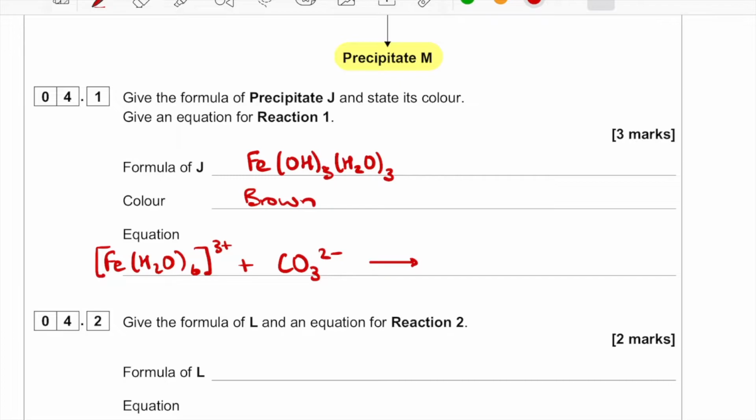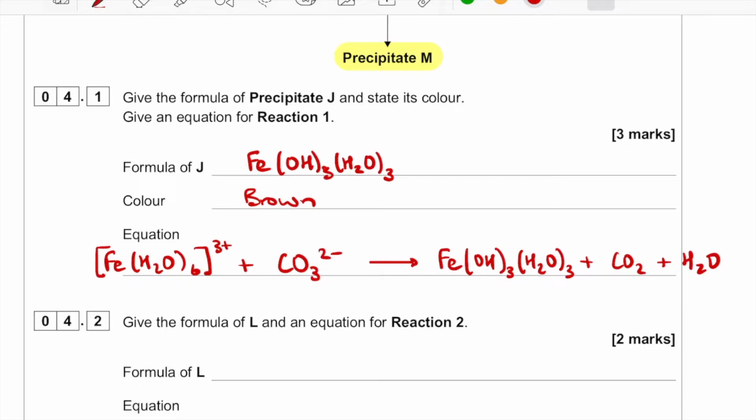We've already established the formula of J. So if we didn't get that right, that is going to make this final mark tricky. It's a sort of a consequential mark, I suppose, or consequence mark. We know that we get carbon dioxide, and we know that we get water.